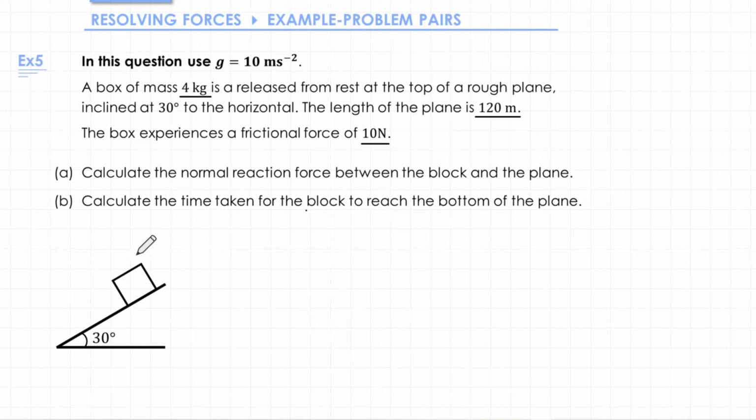Let's start by taking this diagram and annotating it to make it into a force diagram. Let's write in the mass of the box, 4 kilograms. And first of all, we'll add a weight force. So that will be 4g acting vertically downwards. The box isn't sinking into the slope, so we'll have a normal reaction force acting outwards, which we'll label R.